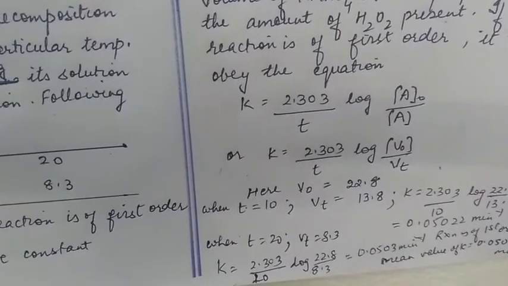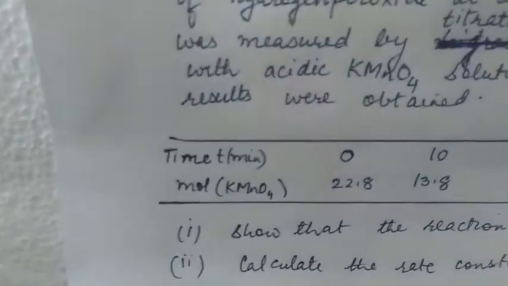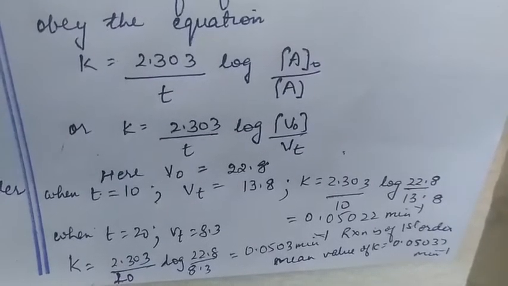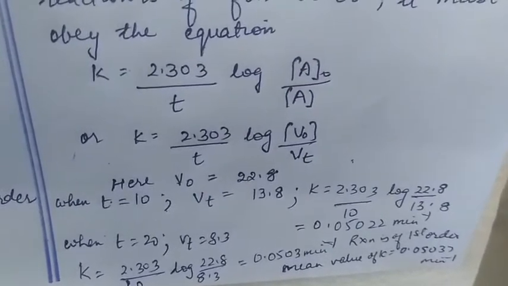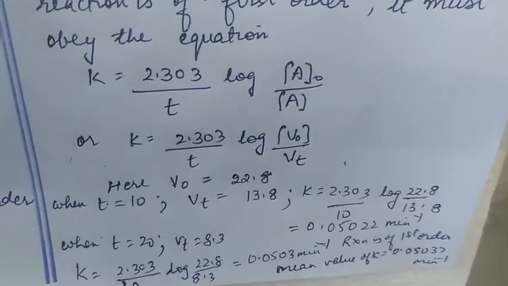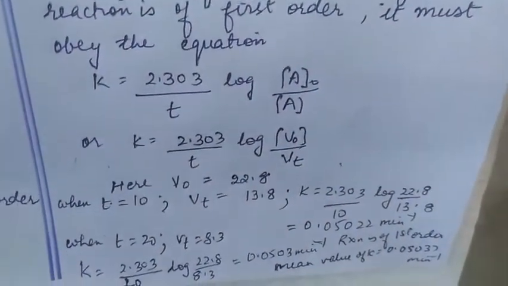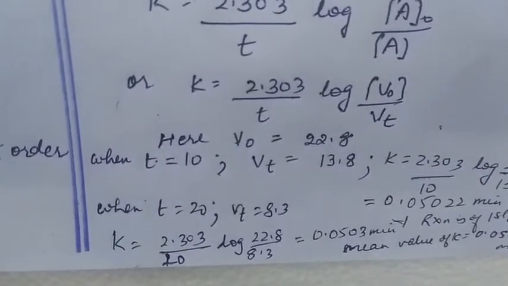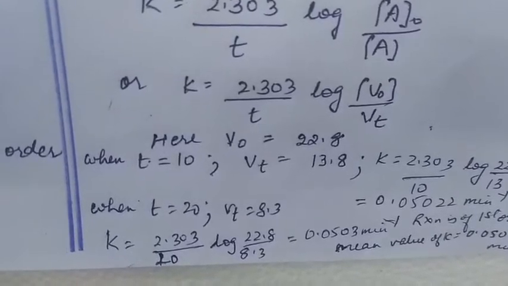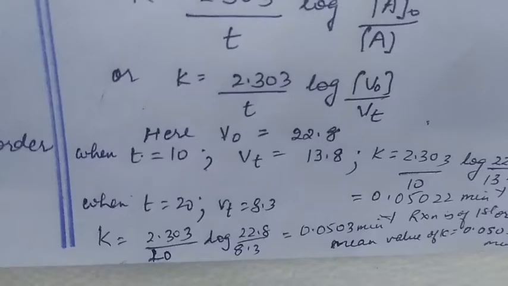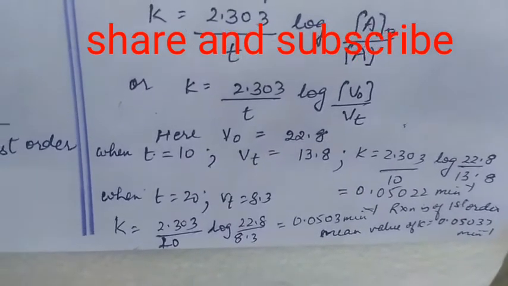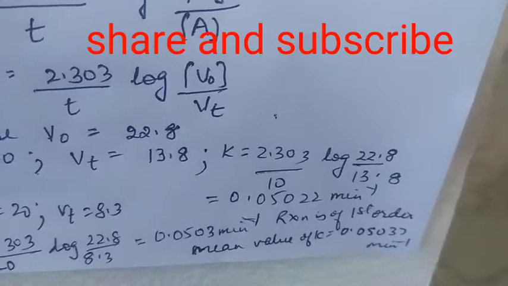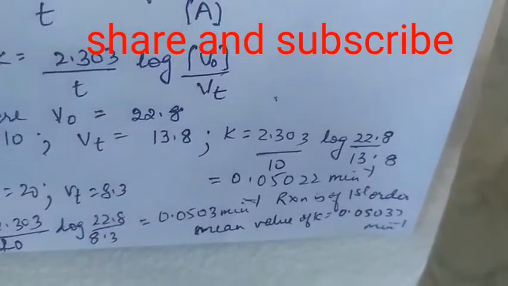And when t is equal to 10, Vt will be 13.8. So putting the values in the expression, k is equal to 2.303 upon 10 log of 22.8 upon 13.8, and the answer comes out to be 0.05022 minute inverse. Similarly, when t is equal to 20, Vt comes out to be 8.3, k is equal to 2.303 upon 20 log 22.8 upon 8.3. This again comes out to be 0.0503 minute inverse. So the two k values are almost the same, so the reaction is of first order, and the mean value of k will be the average of the two values.